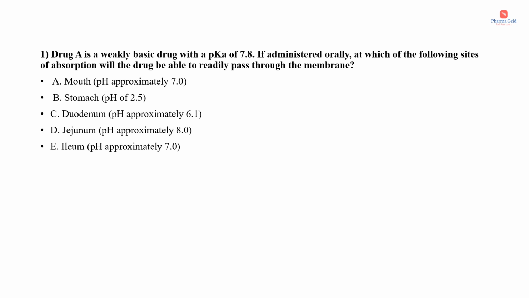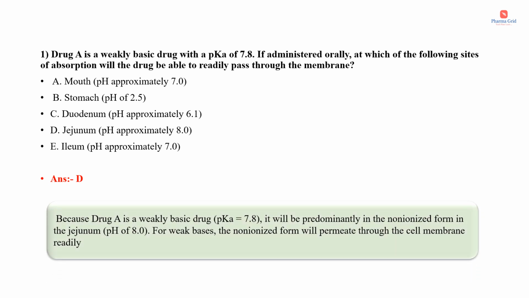Okay, so in the question, the drug is a weakly basic drug having a pKa of 7.8. They have asked us from which of the following sites this weakly basic drug will be absorbed. So here the correct answer is option D, that is jejunum, having a pH of approximately 8, because here drug A is a weakly basic drug having a pKa of 7.8. It will be predominantly in the non-ionized form in the jejunum having pH of 8. For weak bases, the non-ionized form will permeate through the cell membrane readily.